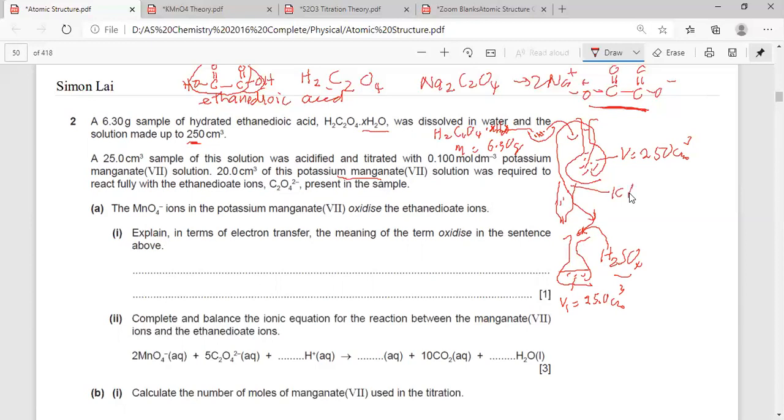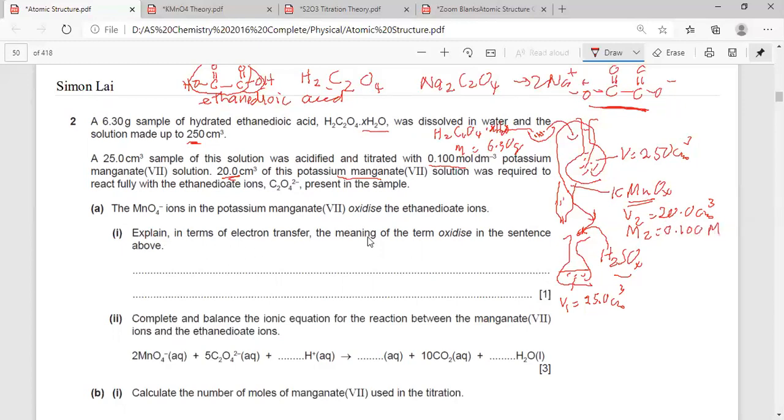So KMnO4. This is a famous redox reaction. And how much is used? 20.0 cm3. So V2 is equal to 20.0 cm3, required to oxidize this and so forth. And what's the molarity of KMnO4? It was given earlier, here. See? 3 significant figures, 0.100 molar.